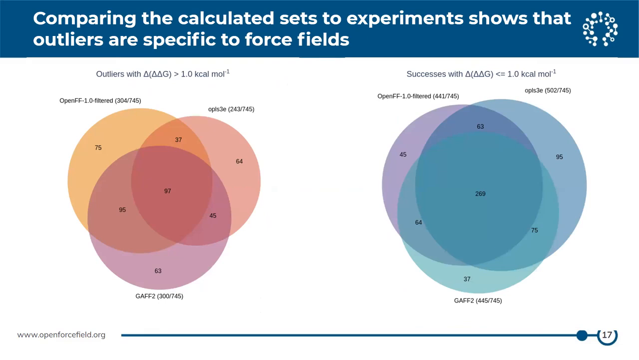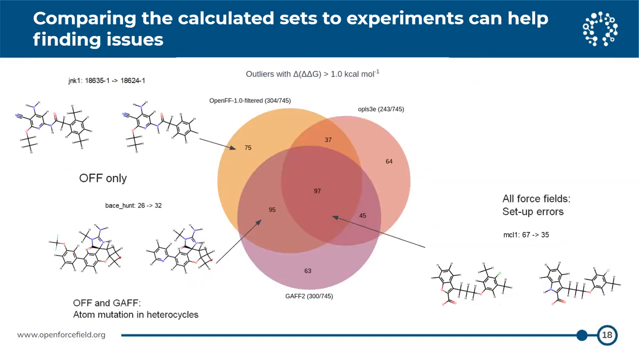Here we compare the outliers and also successes, outliers at the left, between the three force fields, so Parsley, OPLS3e, and GAFF2. And we see that for the outliers, we have many which are specific to the different force fields, whereas for the successes on the right, we have many perturbations which are similar, or the common successes are quite larger in general. And we can start looking at these different subsets and maybe find issues then for the parameters. In the next slide, Lorenzo, please.